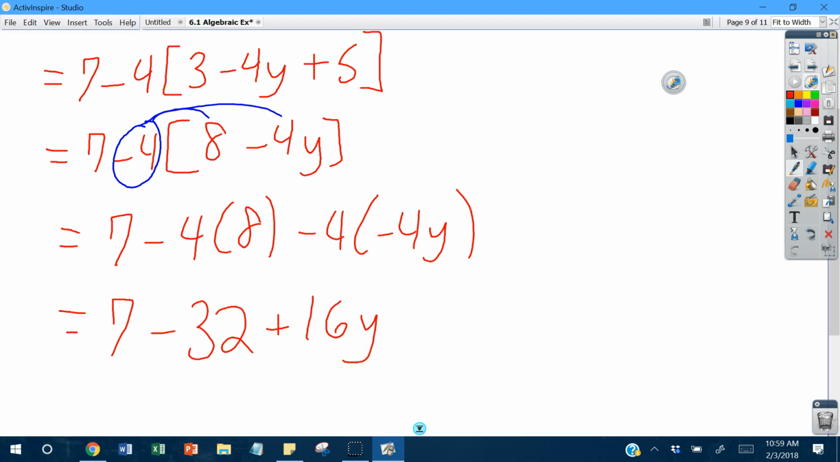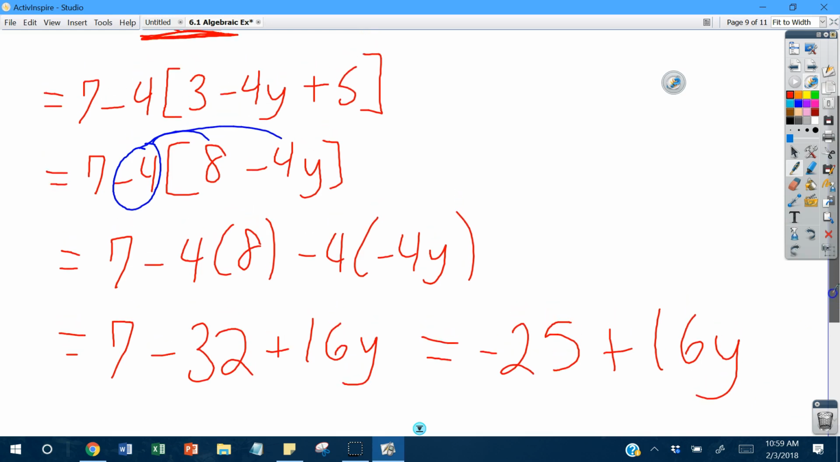Almost done. I think we're doing things well. And then I need to combine some like terms. So I'll combine the constant terms. 7 minus 32 is negative 25 plus 16y. And there's my simplified answer. I got two terms, a constant and a variable term. So that one took a little bit longer.